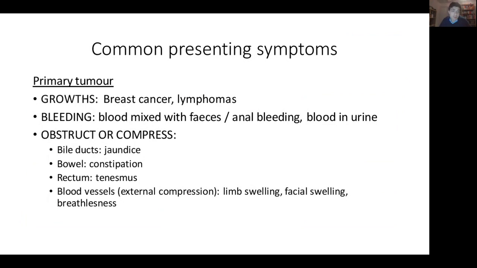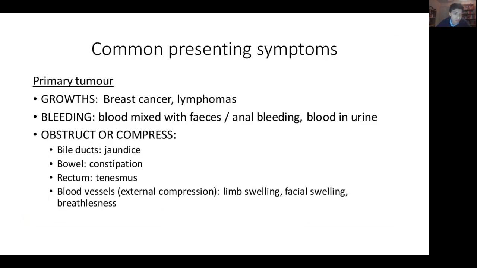They can cause symptoms based on where an actual lump is growing, such as a breast cancer in the breast or lymphomas in nodes anywhere through the body. Some tumours, of course, are more prone to bleeding, such as those in the GI tract. And other tumours are prone to obstructing or compressing important things that don't want to be obstructed or compressed. The commonest of those are things like HPB cancers, which very commonly, of course, present with painless jaundice.